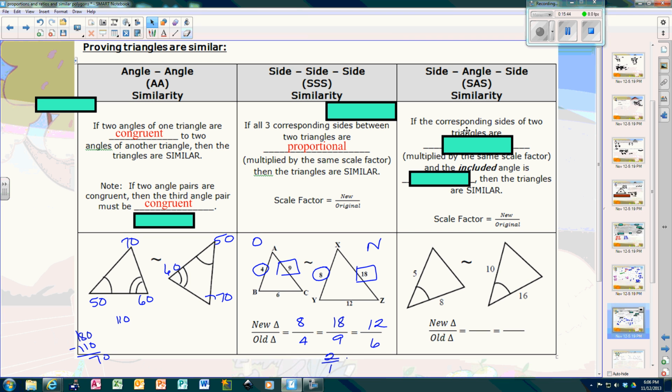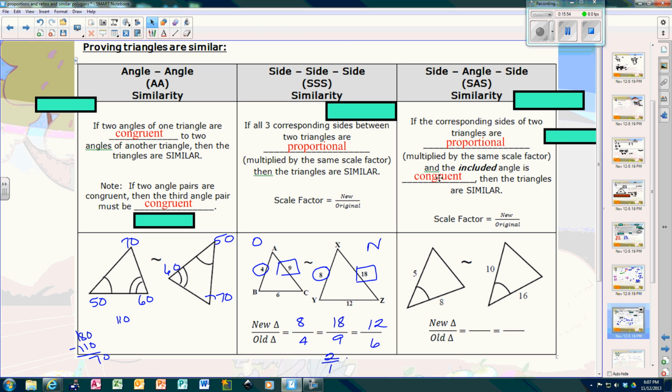And then the last one is side, angle, side. It's still the same thing. 2 sides and the angle that's in the middle, just like we did before. So your corresponding sides have to be proportional and the angle has to be congruent. So for example, new over old, so 10 over 5, 16 goes with 8. Both of these reduce to 2 over 1. And this angle's congruent, so I have side, angle, side.